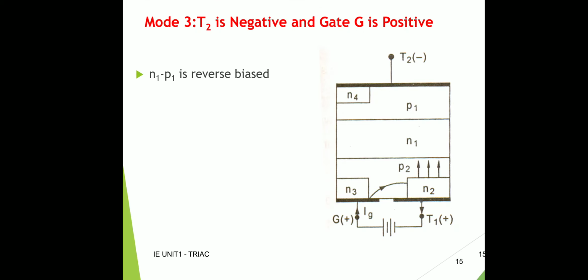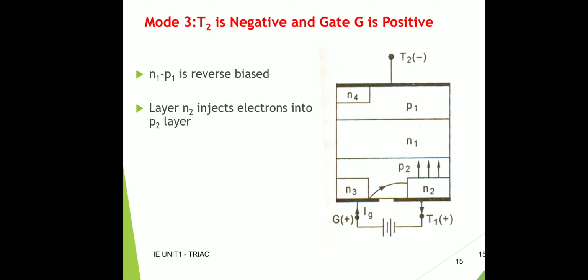N1 P1 is reverse biased. T2 is negative. That means this P1 N1 junction is in reverse bias, and gate is positive. Gate is positive means this P2 N2 is also forward biased. This N2 layer injects electrons into the P2 layer.